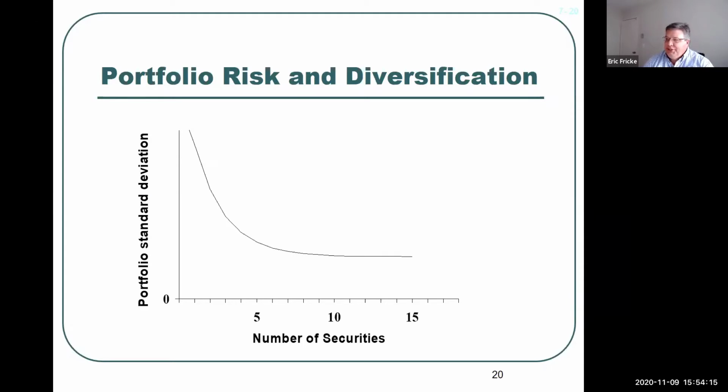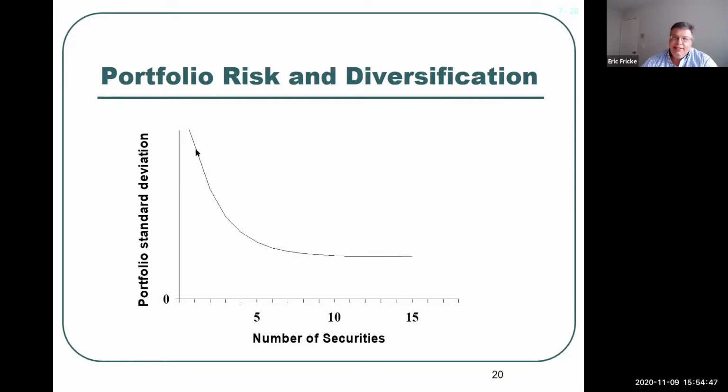What this chart shows in the vertical axis is standard deviation. So think of this vertical axis as portfolio risk, right? So this is the total standard deviation representing risk for our portfolio. The horizontal axis is the number of stocks or securities in our portfolio. It goes to 5, 10, 15.